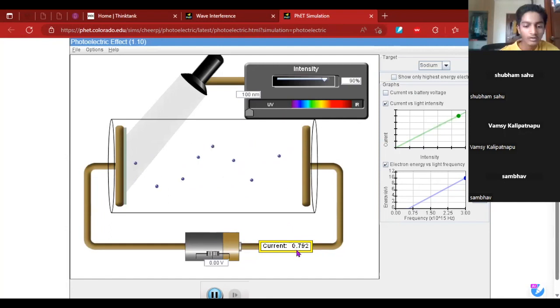The current increases instantly. So this was a really fascinating phenomenon that proved that light is a particle. This was discovered by Einstein and Max Planck, and Einstein also got his Nobel Prize for this discovery.